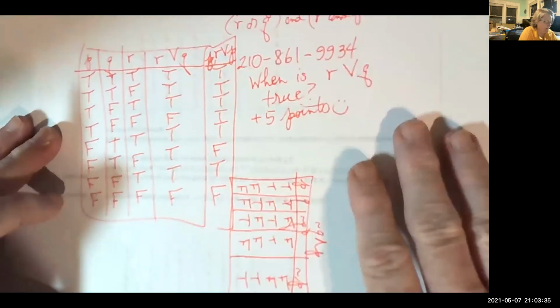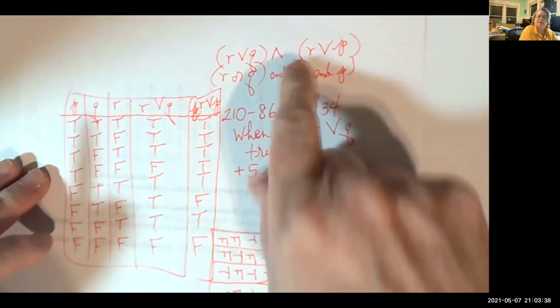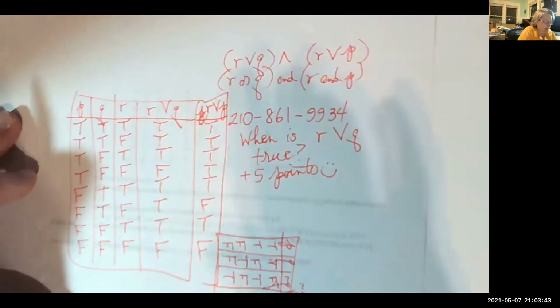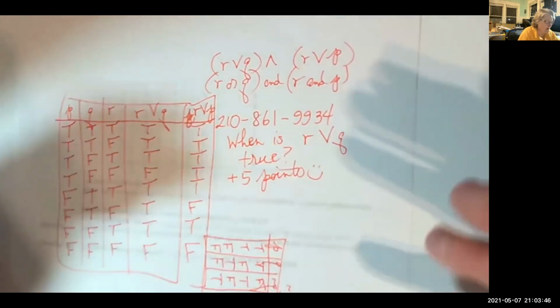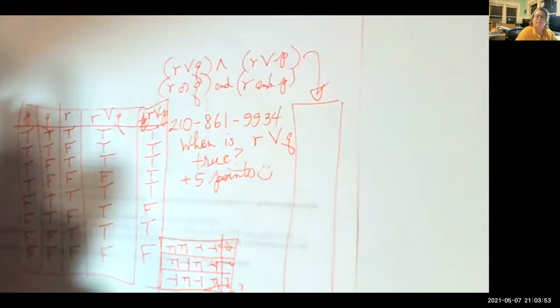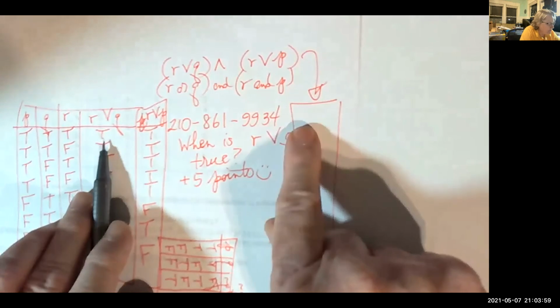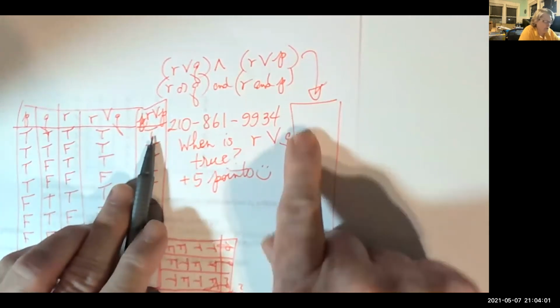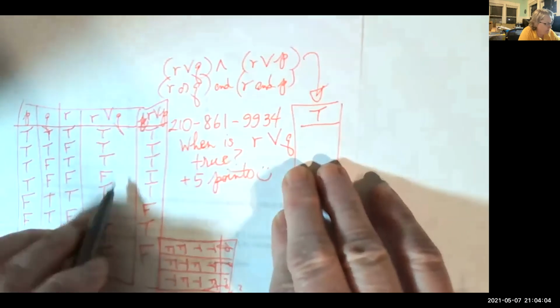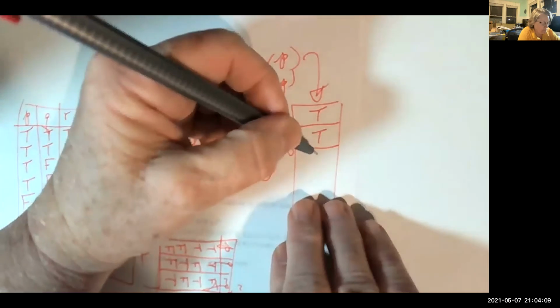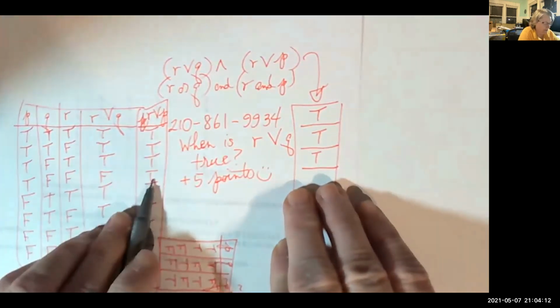And we only need one more thing. We need the whole combination. So we need these last two columns, and we are anding them together. With and, the only way you can get a true outcome is if both of them are true. So I'm going to put that column here. We're anding the last two columns. True and true, that's true. True and true, that's true. True and true, that's true. False and true, that's false.